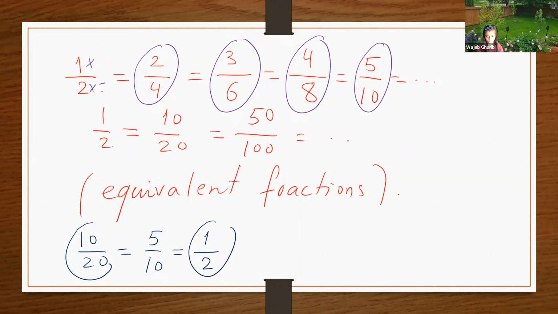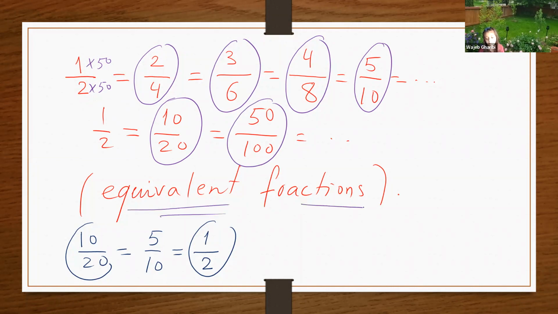When we multiply the numerator and denominator by 10, we get 10 over 20. When we multiply by 50, we get 1 times 50, 50, over 2 times 50, 100, and so on. Got the idea? So these are the equivalent fractions. Therefore we can say 10 over 20 is the same as 5 over 10, the same as 3 over 6, the same as 4 over 8, and it is 1/2.